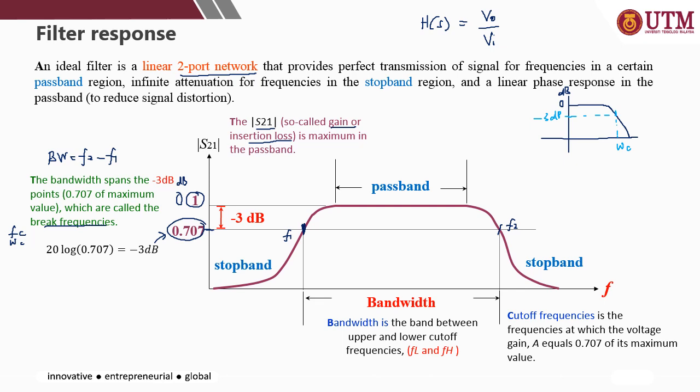Okay, this is the passband region, where the signal will be selected. In this case, this is the band pass filter. If you have the low pass filter, this will be your passband region, and outside of this will be your stop band region. So the cutoff frequency is the frequency at which the voltage gain A equals 0.707, or 3 dB, of its maximum value. As I mentioned here, at the 3 dB point is where your cutoff frequency or the break frequency is. Okay, so the bandwidth, the stop band.